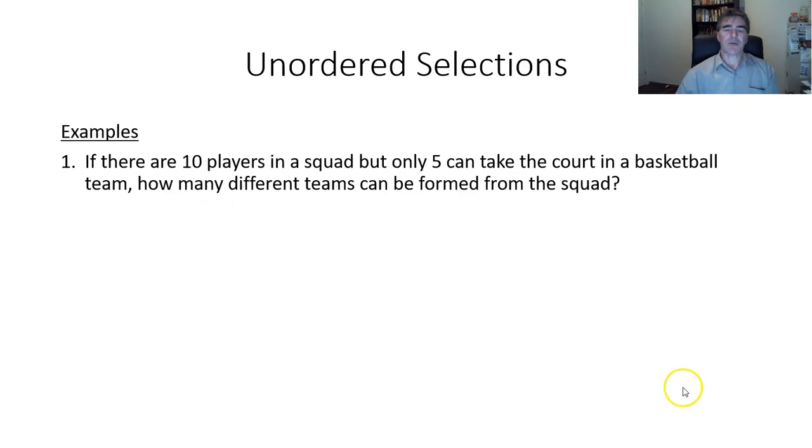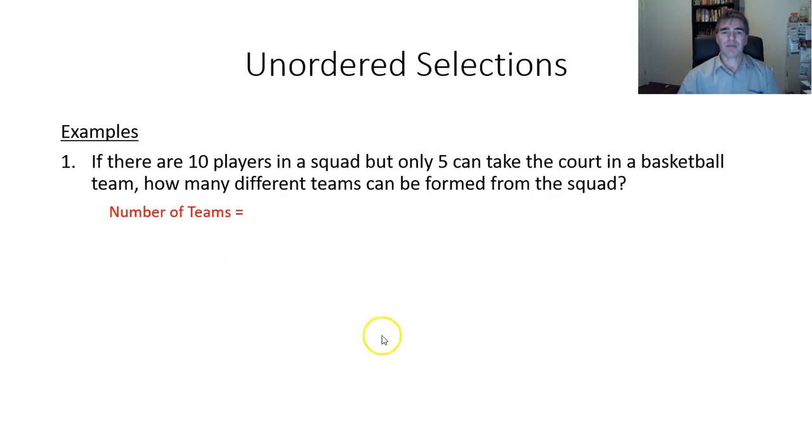So let's have a look at some more examples then. There are 10 players in a squad, but only 5 take the court in a basketball team. How many different teams can be formed from the squad? Now remembering the order that they are selected is not really important. Sure, we have a captain that takes the court, but they're not always on the court because they need to be substituted off and have a rest.